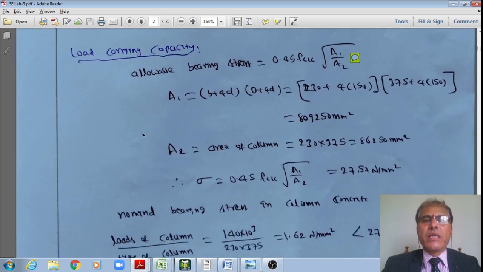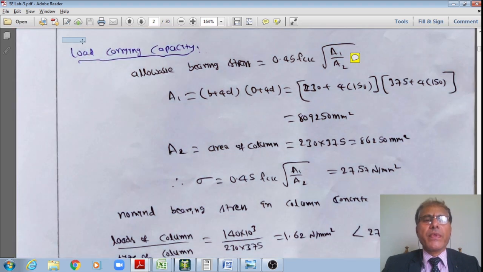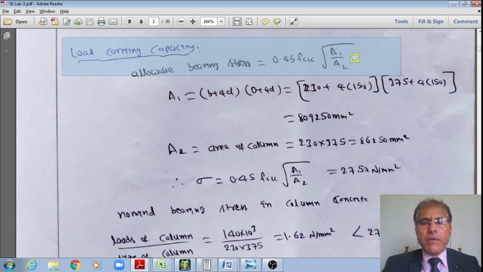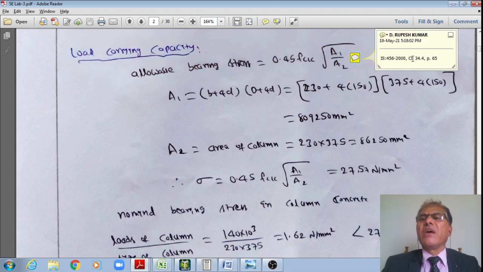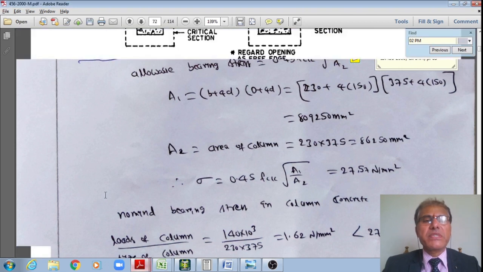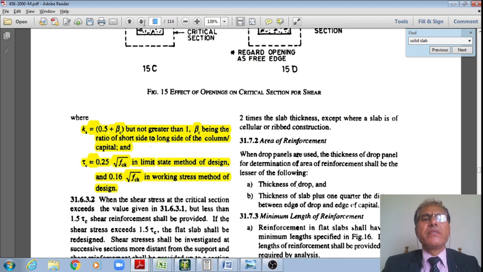And also check for the load bearing capacity at the intersection of the column with that of the pedestal, right? Therefore, assuming the bearing stress as per this Codal specification, clause 34.4, page number 65. All right, let me go to that page number 65, student. Right? That is page 65, right?